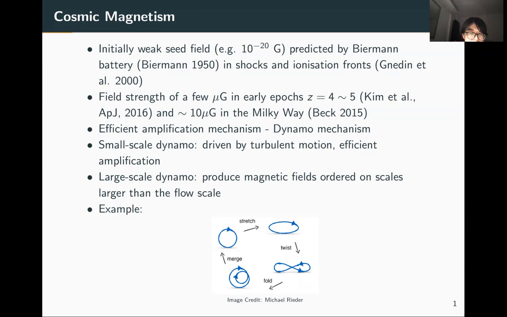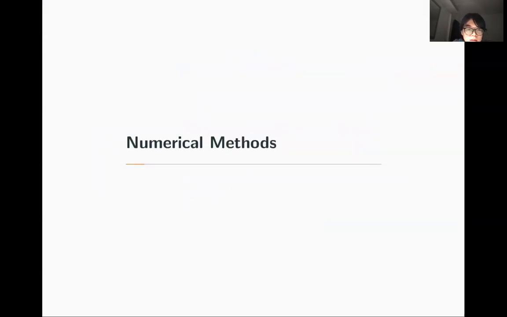Here is an example of a turbulent dynamo. The field line is stretched and twisted due to the fluid motion, and then the field line is folded against itself. And finally, magnetic reconnection kicks in and the field line merges. And then the field strength becomes twice the initial value. With this method, you can have very efficient amplification.